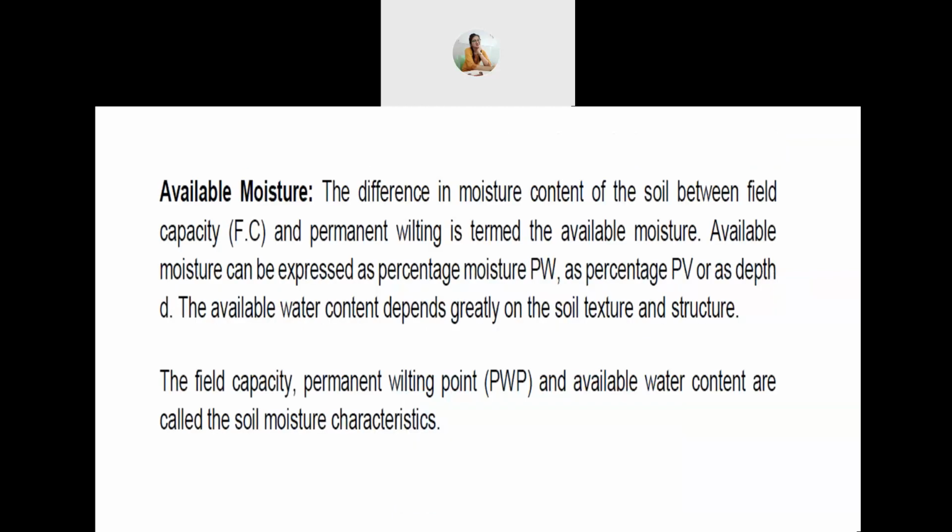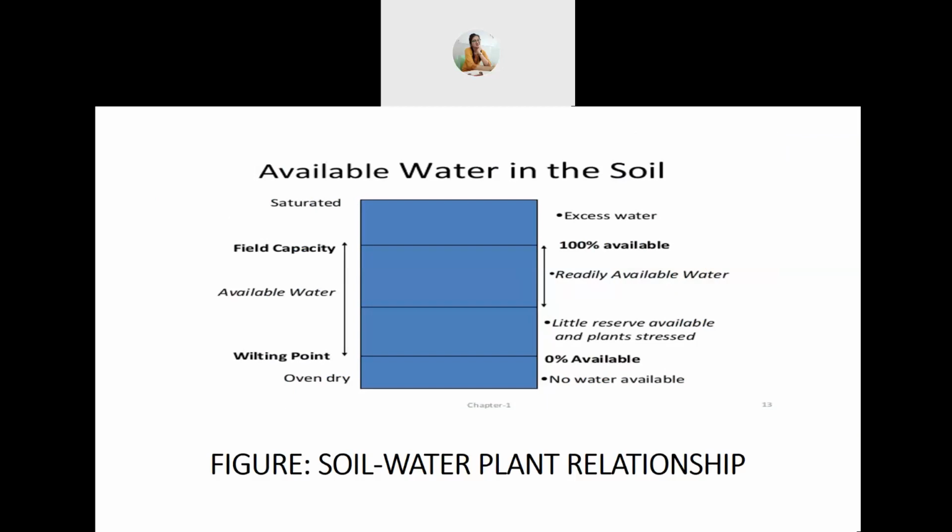Available moisture. The difference in moisture content of the soil between field capacity and permanent wilting point is termed the available moisture. Available moisture can be expressed as a percentage or as a depth. The available water content depends greatly on the soil texture and structure. The field capacity, permanent wilting point, and available water content are called the soil moisture characteristics. This figure shows the soil water plant relationship.